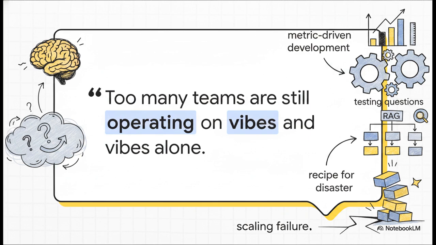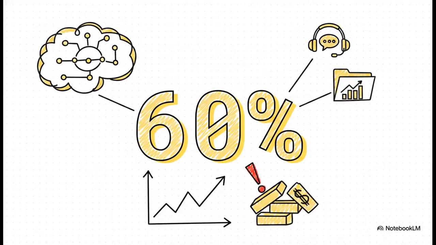When you build a simple RAG prototype, it's so easy to just test a handful of questions yourself, see a good answer, and think, yeah, that feels right. But let me tell you, relying on a gut feeling and manual spot checks instead of real metric-driven development is a complete recipe for disaster when you try to scale.